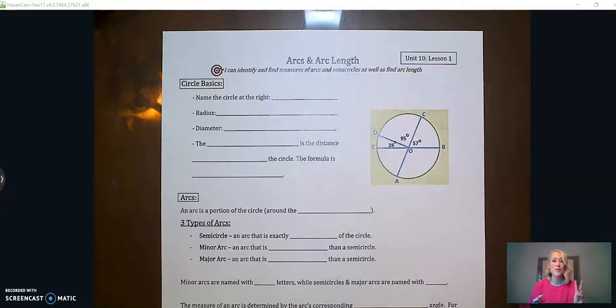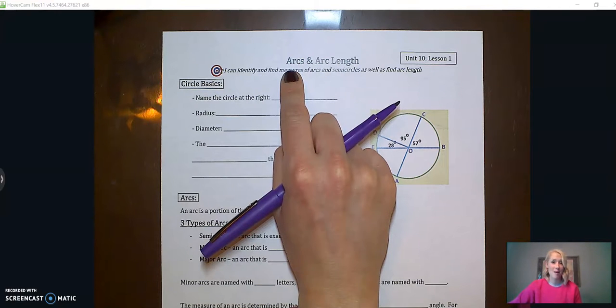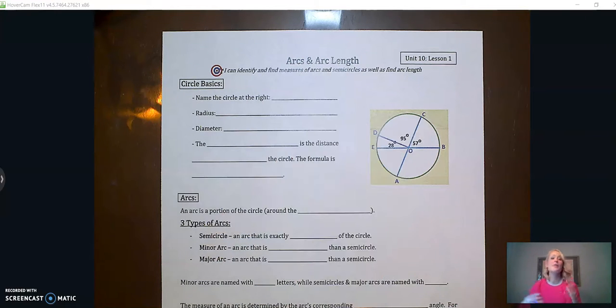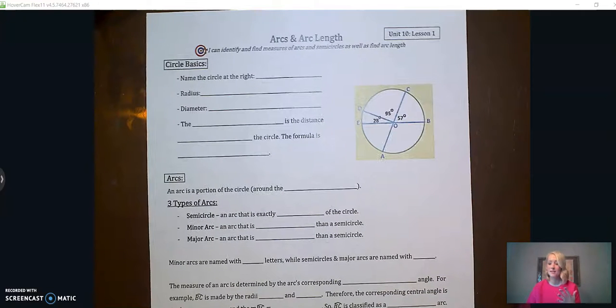We have just 2 units left. Yay! Unit 10 is all about circles. And before we can really get into lesson 1, which is about arcs and arc length, we need to talk about some circle basics. Because guys, I don't really think that we've done anything with circles this whole school year.